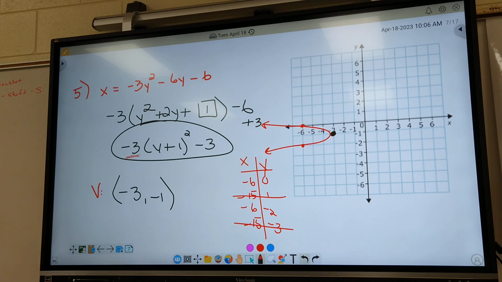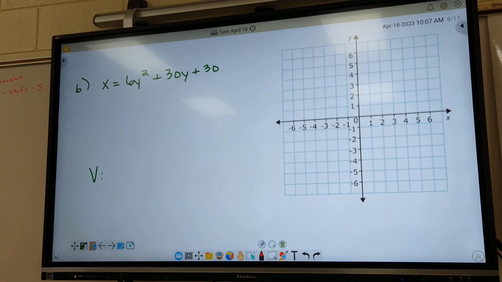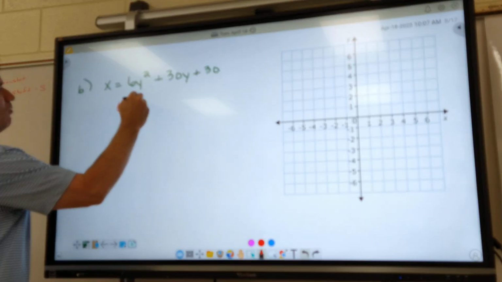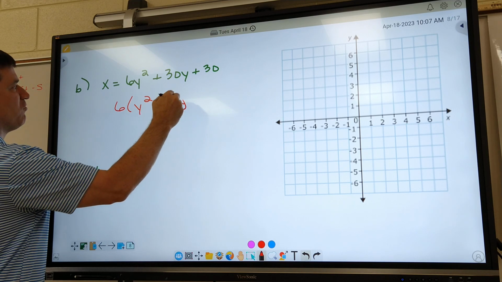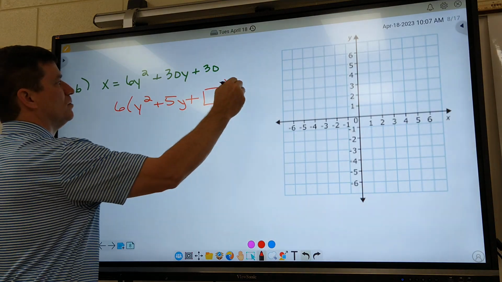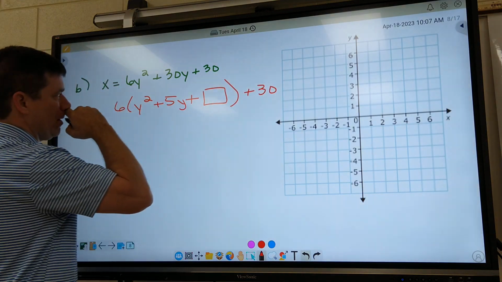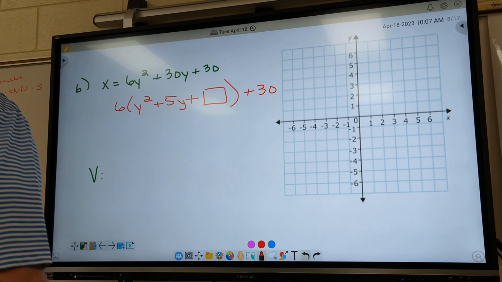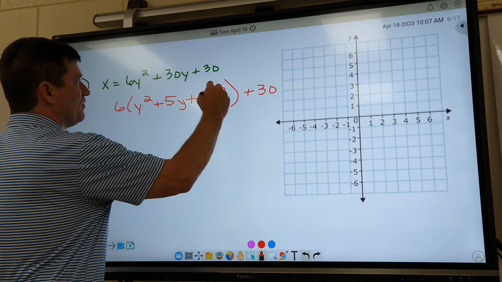All right, anybody have a question on 5? All right, so we divide by 6. You get that? I got y squared plus 5y, then my box. Move the plus 30. All right, I'm going to need a calculator. Let's half up 5 on this one. What's half of 5? 2.5 squared is 6.25. So we need a 6.25 in here.